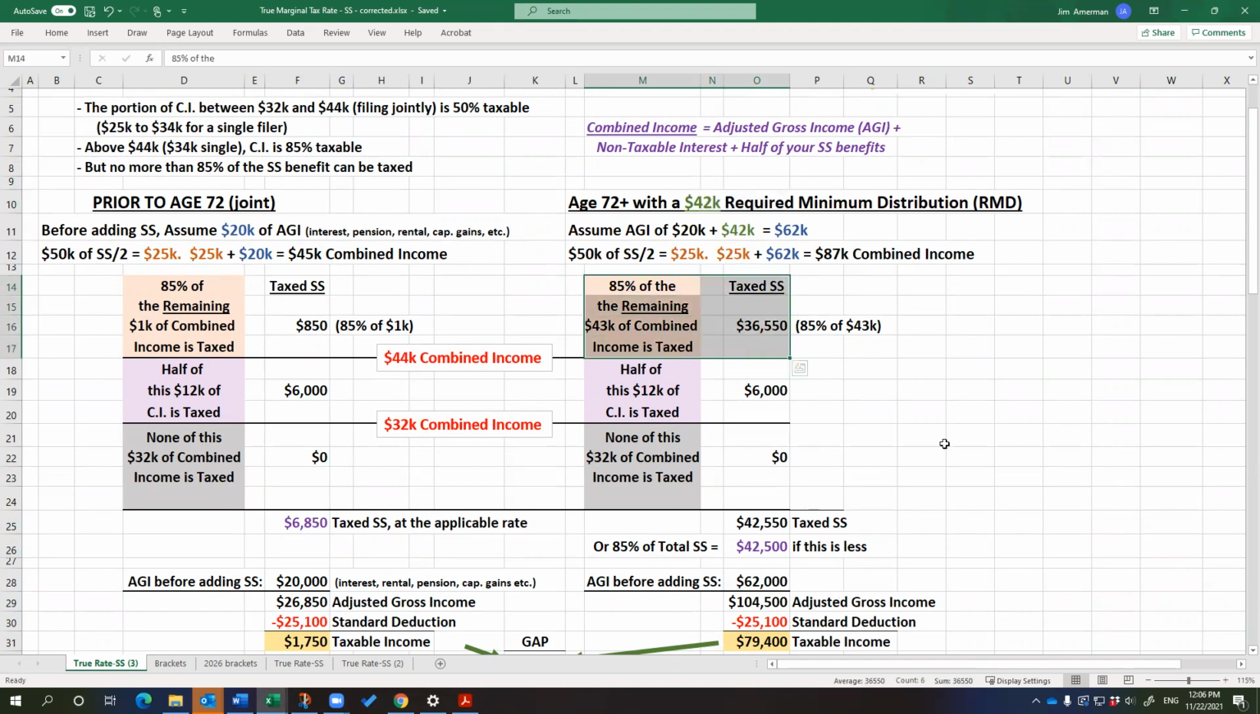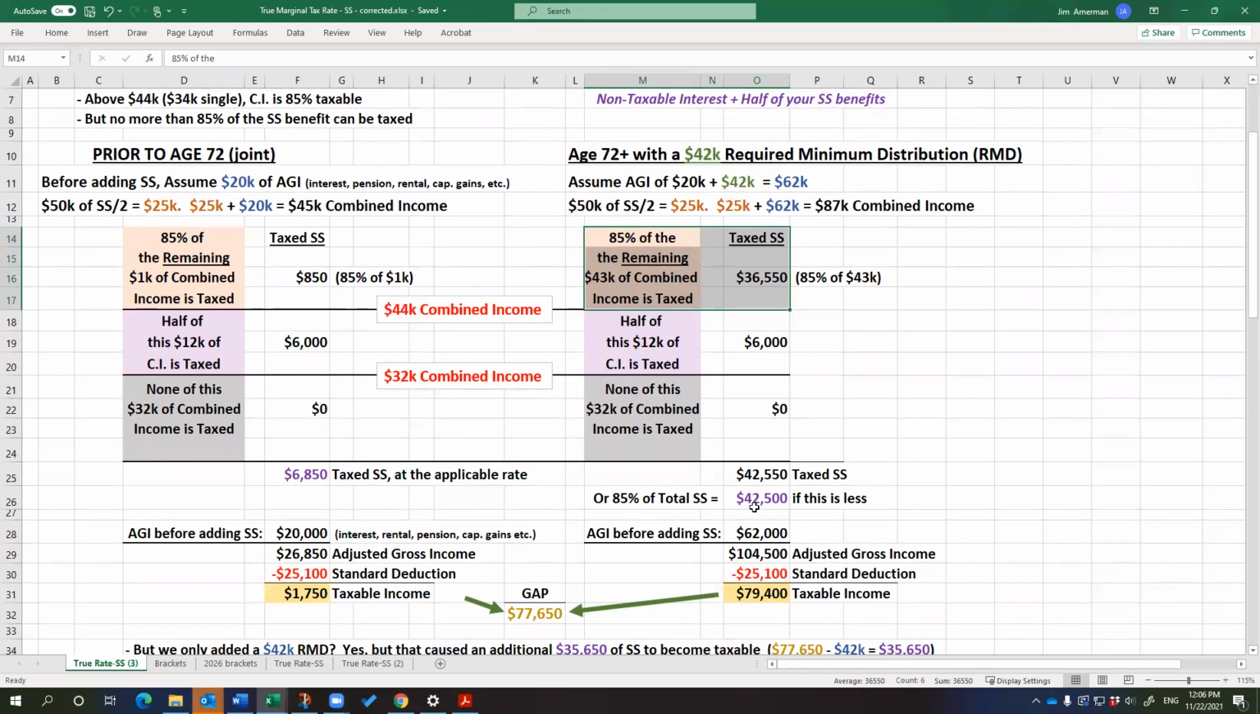here. So now we add this 42,500 to the 62,000 above the AGI before Social Security, and that gives us our final adjusted gross income at 104,500. It's a lot less over here because so little of this Social Security is taxed. If they're doing the standard deduction, we can subtract that, and then we have taxable income here. Over here, it's much higher. And the gap, the difference between the two, is 77,650.